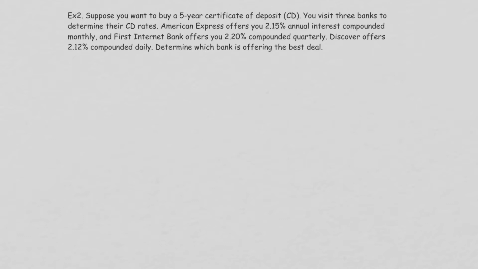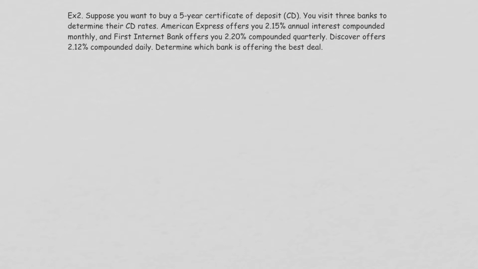Let's try another one. Example 2 is asking, let's see. This is going to be a CD, right? You have 3 different banks with CD rates. You have American Express with 2.15% annual interest compounded monthly. First International Bank offered 2.2% compounded quarterly. And Discover offered 2.12% compounded daily. And they wanted to know which one is the better deal.